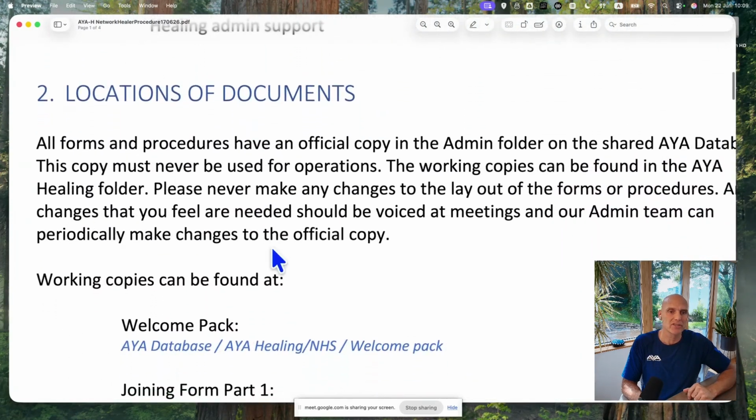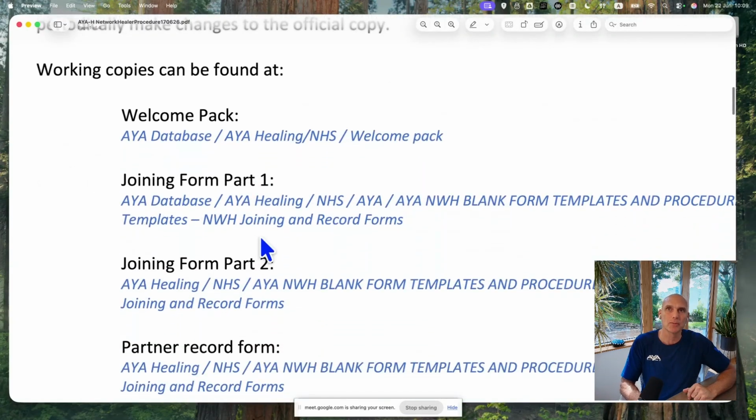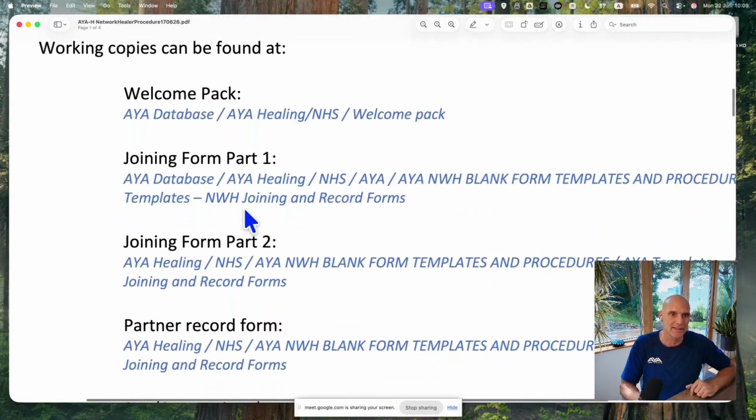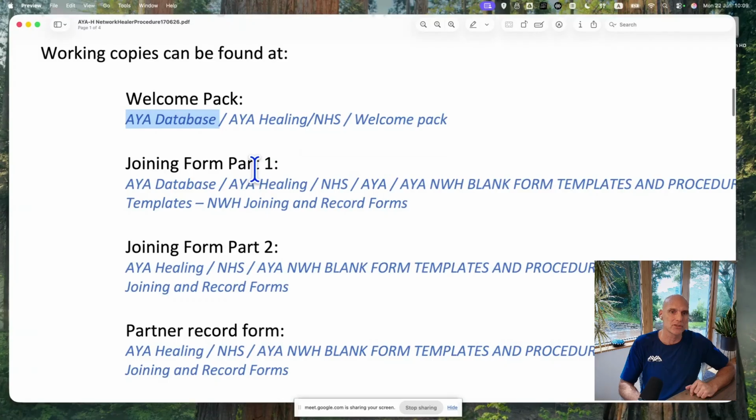So locations of documents, I'm not going to go through this now, but this shows you where the documents that you need are located, and they're all on the AIA database. That's a shared database of documents. We use Google Drive for that, and that's part of Google Workspace, which is our platform that we use to communicate and to share documents and to store all our documents.